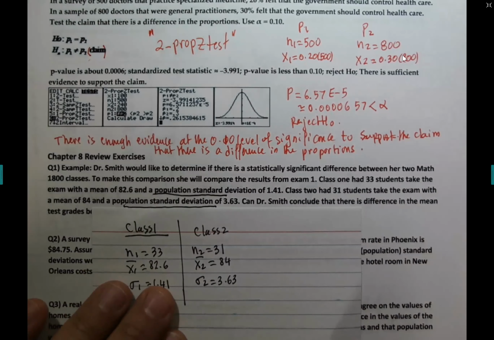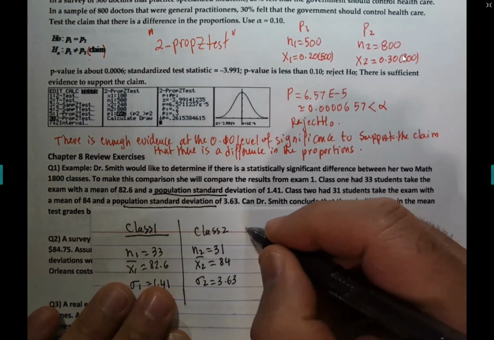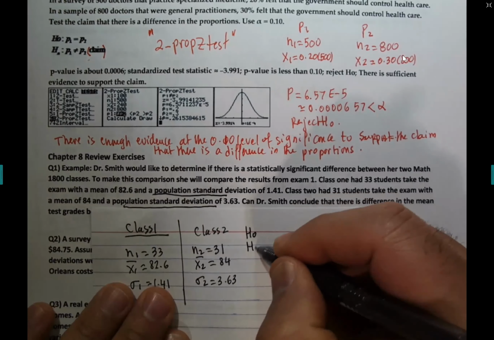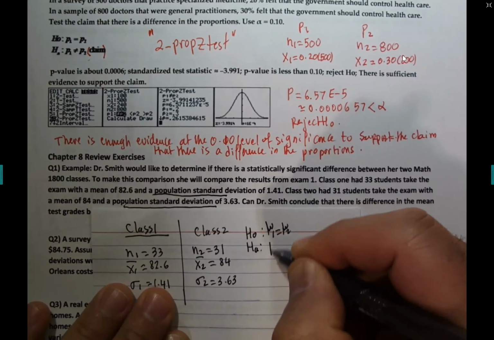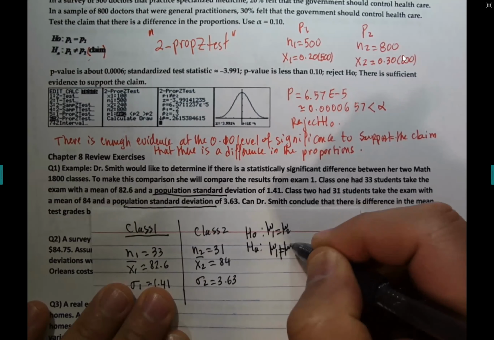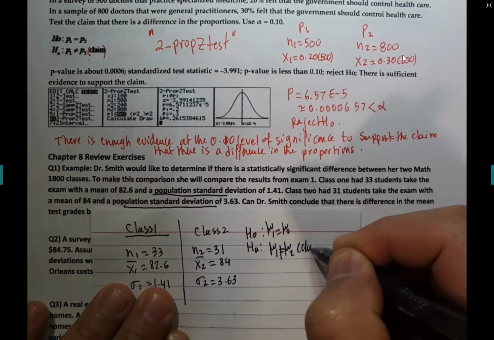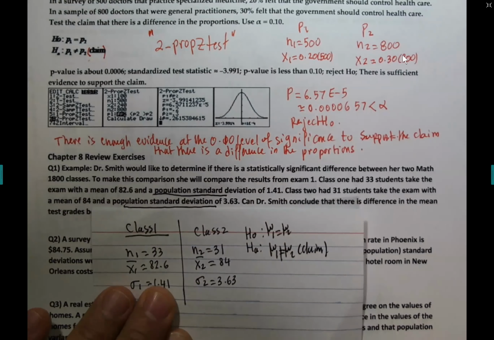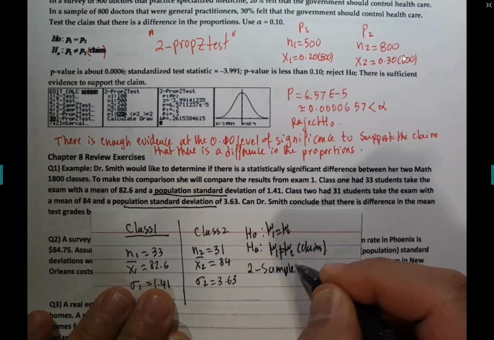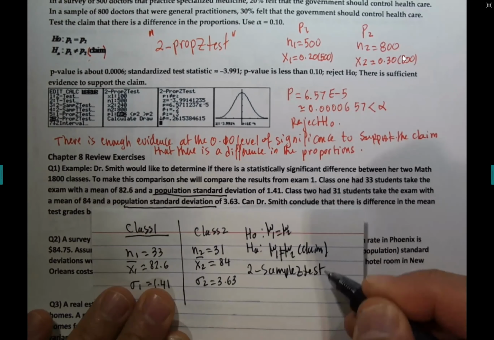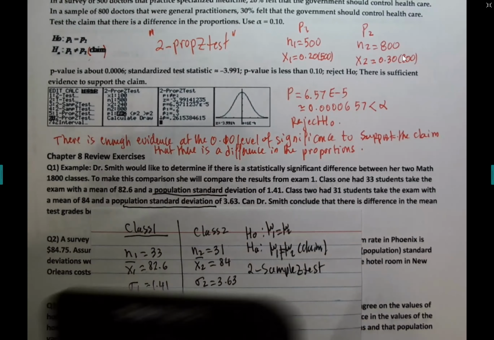Well, it's obvious, guys. This is a difference. So it's going to be this: mu1 equals mu2, mu1 not equal to mu2. And that's the claim by the teacher. And as you said, guys, it's a 2-sample z-test. Let's run that 2-sample z-test and we should be all set.